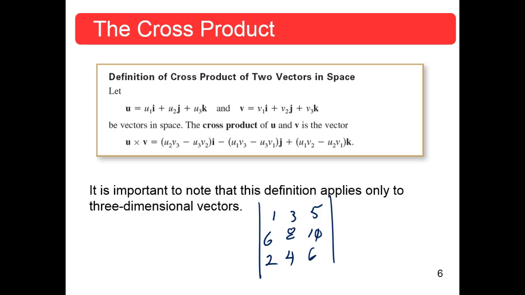So here's what we do. You can start anywhere you want to, but let's start here. Let's start with the 1, and that's a positive value. So the determinant of that is going to be 1 times the determinant of what's left over when you eliminate the first row and first column, everything that has a 1 in it. So that's 1 times the determinant of 8, 10, 4, 6. So we've done the first one.